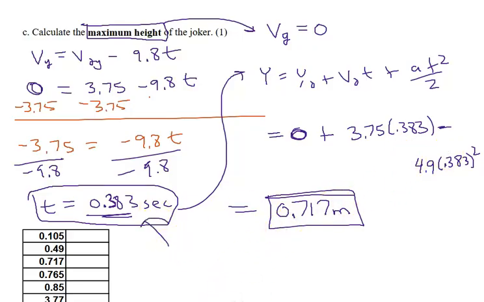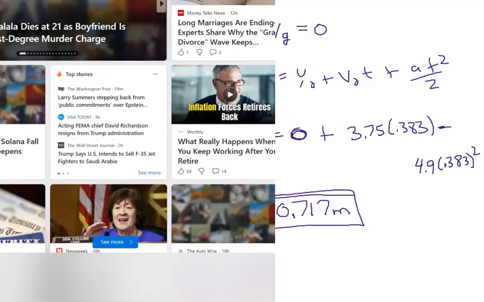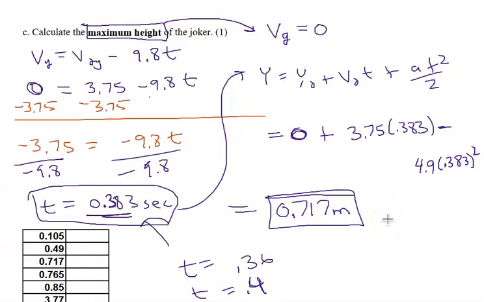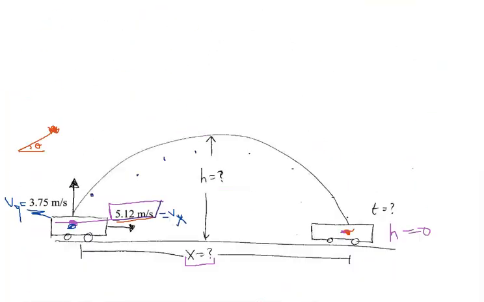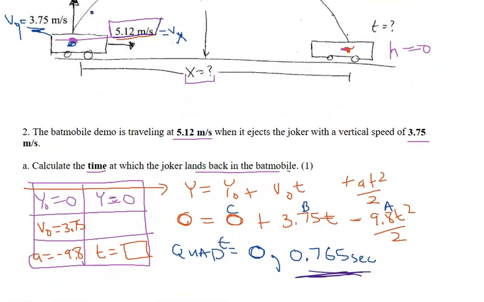If you had extra time on a test and you wanted to check your work, you could plug in a time a little bit before that. You could plug in t equals 0.36 or a little bit more than that, t equals 0.4, and your height should be less than 0.717. Okay, so if you're like, I want to check my work and I clearly can't look in the back of the book for the answers, sorry about that, that would be one thing you could do. All right, that is the Batmobile and Joker demo problem, and hope that went well for you.